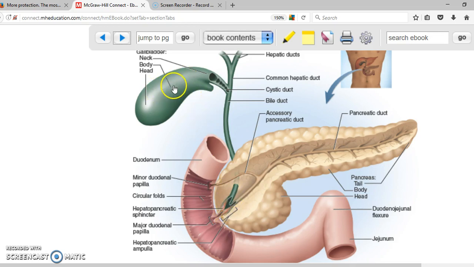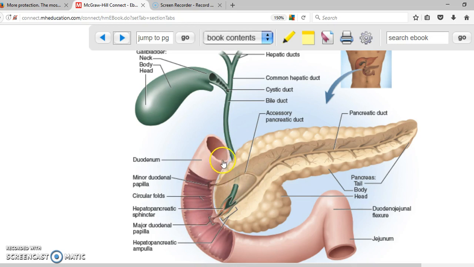Sometimes stones that you get here in the gallbladder go here and get stuck in here, so they are going to cause problems not only in the liver, but also in the pancreas. Now, the bile as well as the pancreatic juices coming from the pancreas are going to end right here in the duodenum, the first part of your intestines.